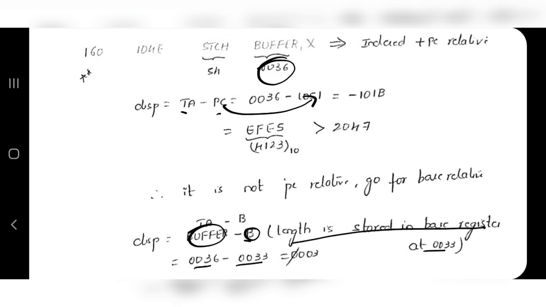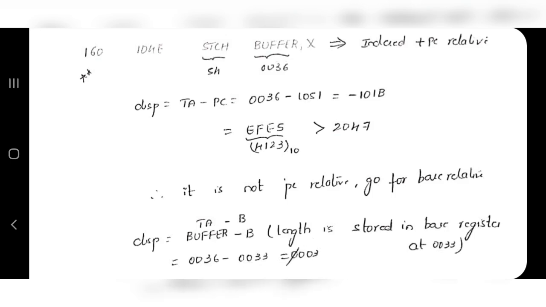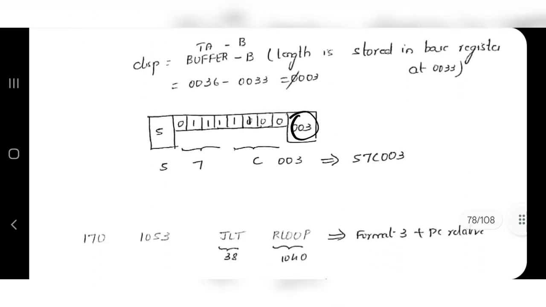Like that, you can see the length stored in the base register by seeing the symbol table. In that you will get the answer 0033. Substitute and subtract, and you will get 0003. That answer you will be using here.